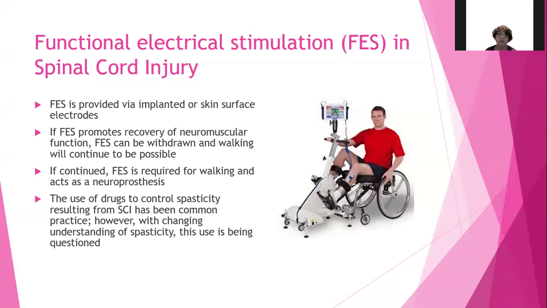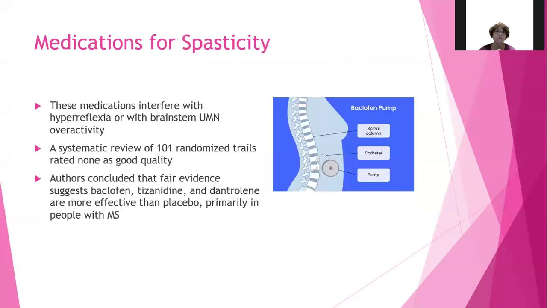Sometimes functional electrical stim is used for a neuroprosthesis, like in stroke, where you have a functional electrical stim device that stimulates the tibialis anterior to get increased dorsiflexion. The use of drugs to control spasticity resulting from spinal cord injury has been common practice, although it has variable results and there's some changing in the understanding of spasticity. So it's not across the board common like it used to be.